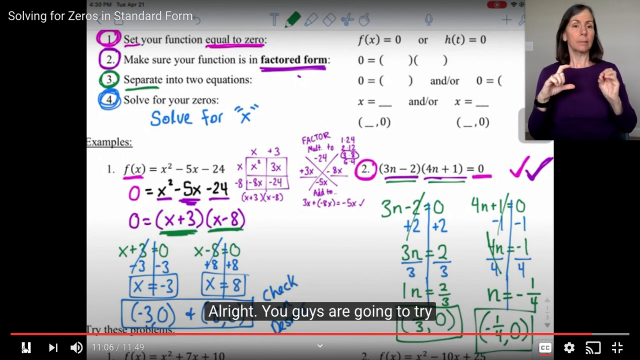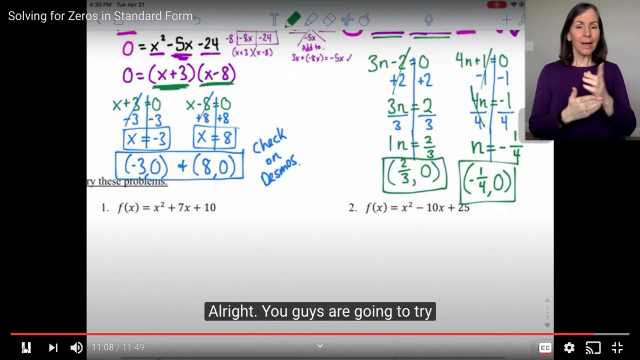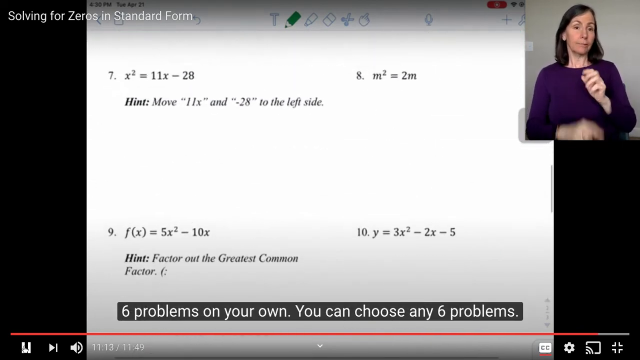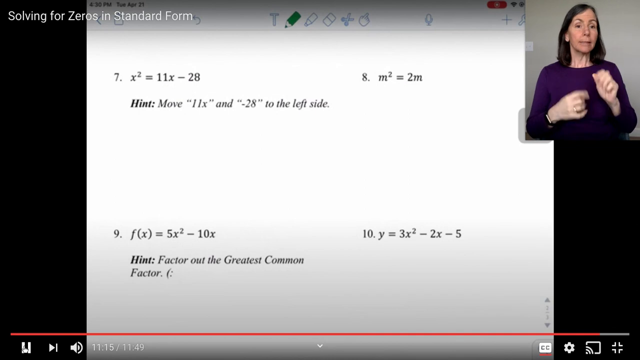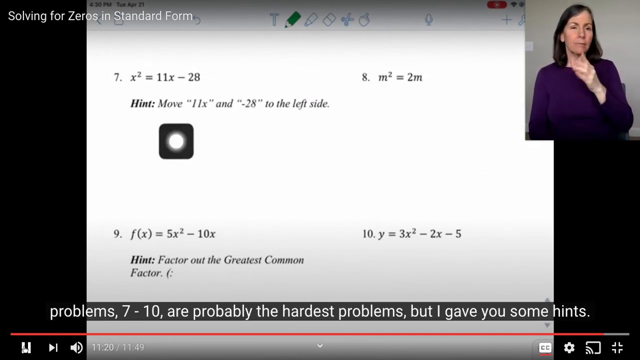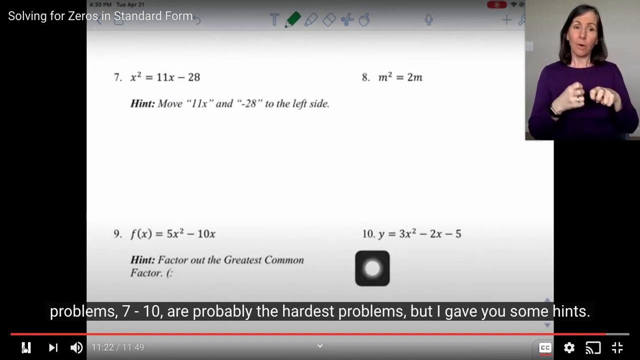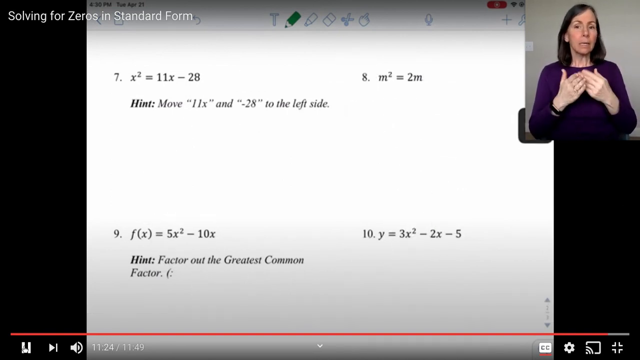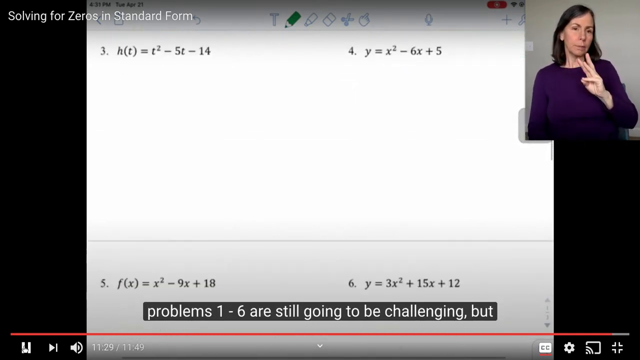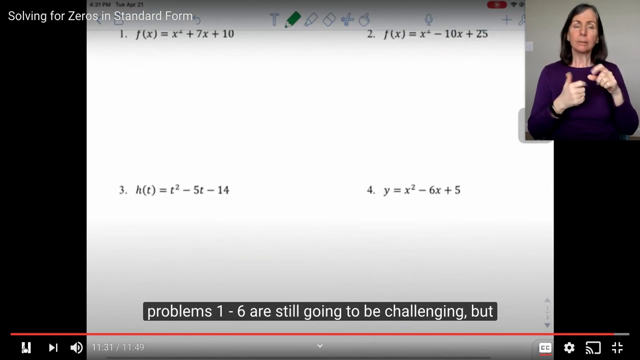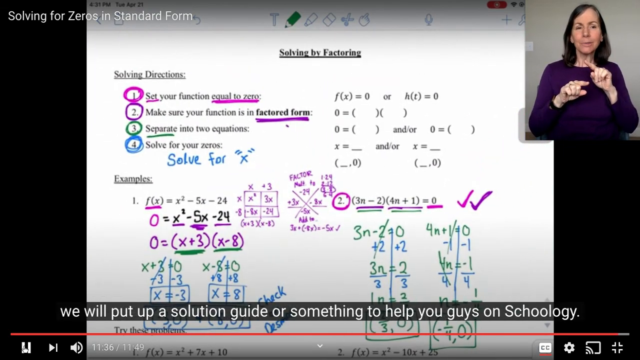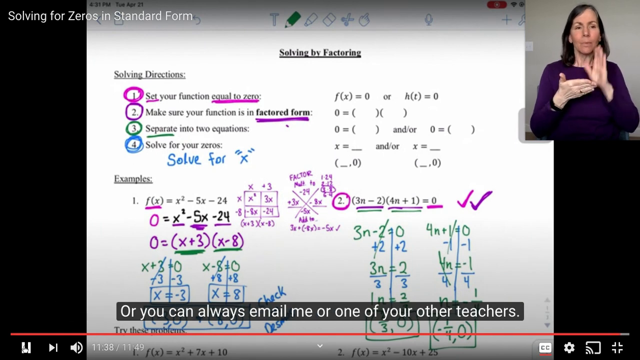All right. You guys are going to try 6 problems on your own. You can choose any 6 problems. I will say that these problems, 7 through 10, are probably the hardest problems, but I gave you some hints. And then problems 1 through 6 are still going to be challenging, but we will put up a solution guide or something to help you guys on Schoology.